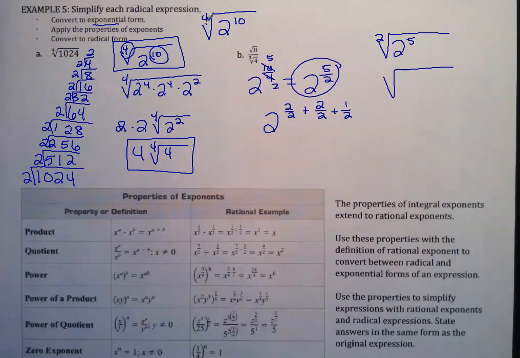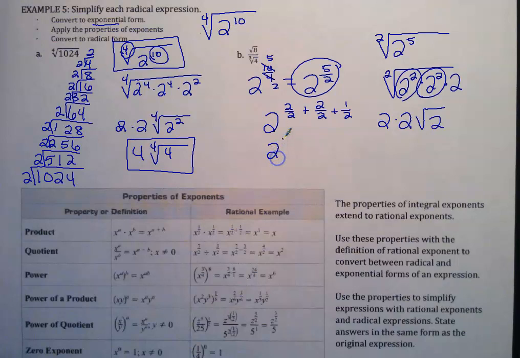Okay, so if we go back to radical form to try to make it make sense, if we said 2 squared times 2 squared times 2, because this is a square root, we could pull out a 2, take out another 2 for these two, and then we have the square root of 2. That's what we're doing here. So now we have 2 to the power of 1, which is just 2, plus 1, and then plus a half.